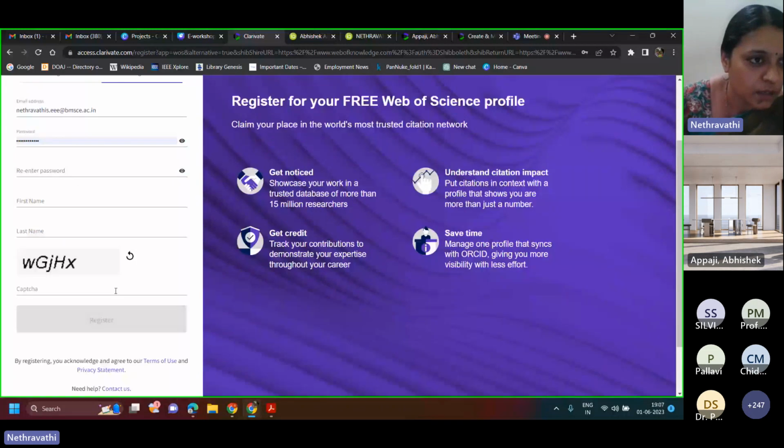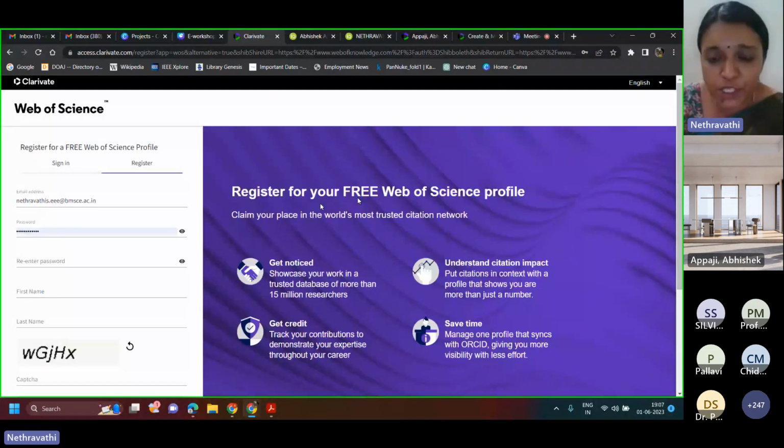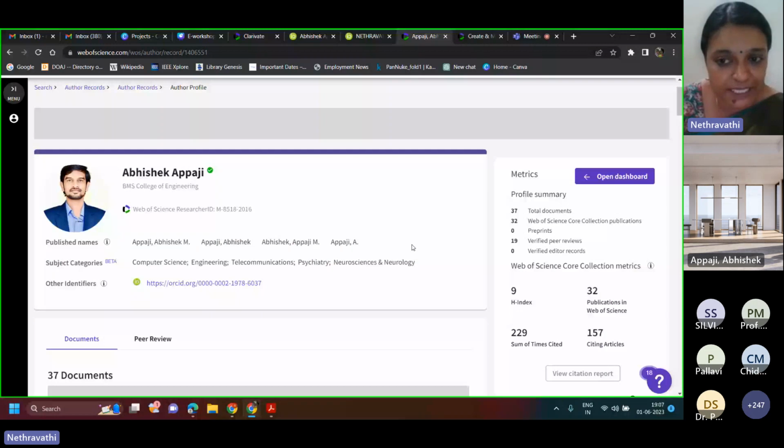You just have to give these parameters. Just enter this and register. That's all, it is done. The profiles, it will fetch from its own database. It will fetch from the Web of Science database.